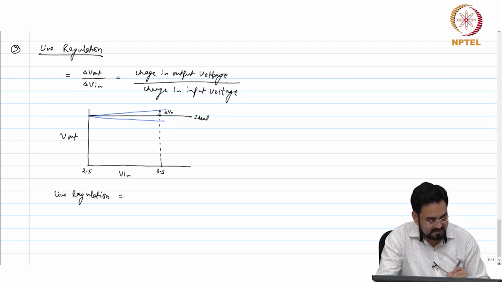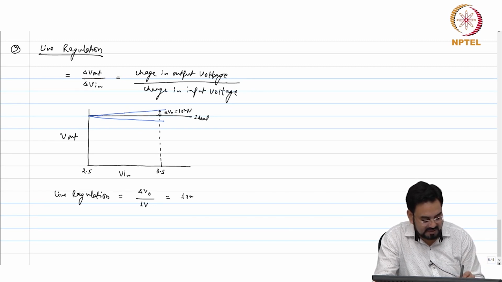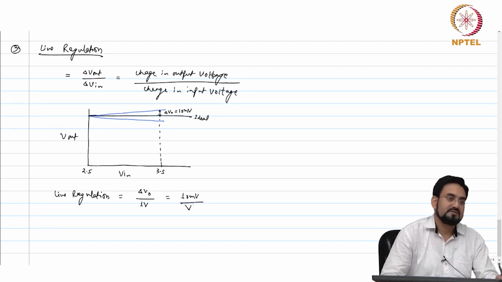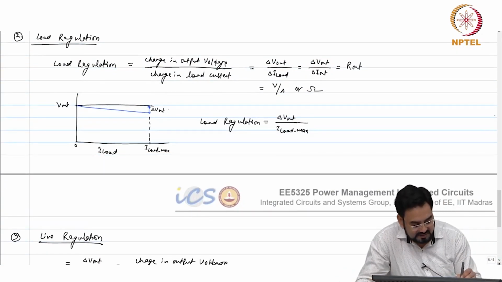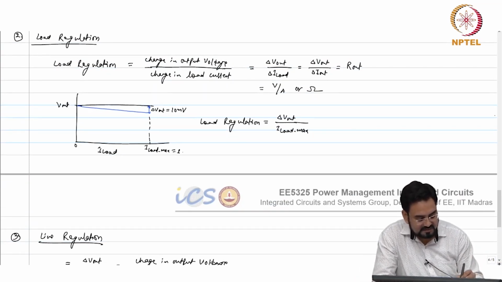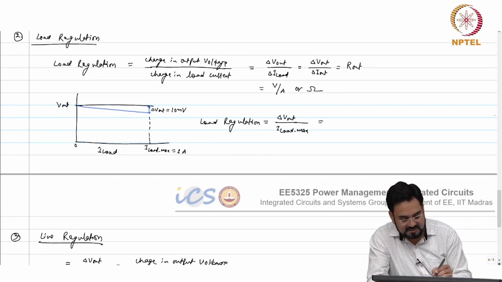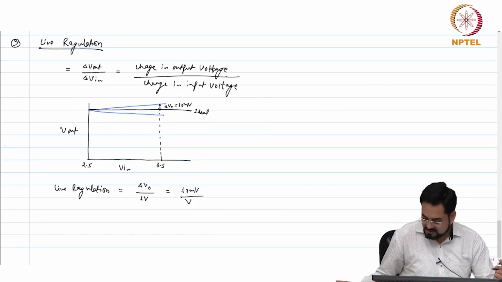So line regulation is nothing but delta V out over 1 volt, and if this is, let us say, again I can say 10 millivolt, then I can say 10 millivolt per volt. Just like in this case, if I assume this is 10 millivolt and this is 1 amp, then this becomes 10 millivolt per amp. So that's it, line regulation.